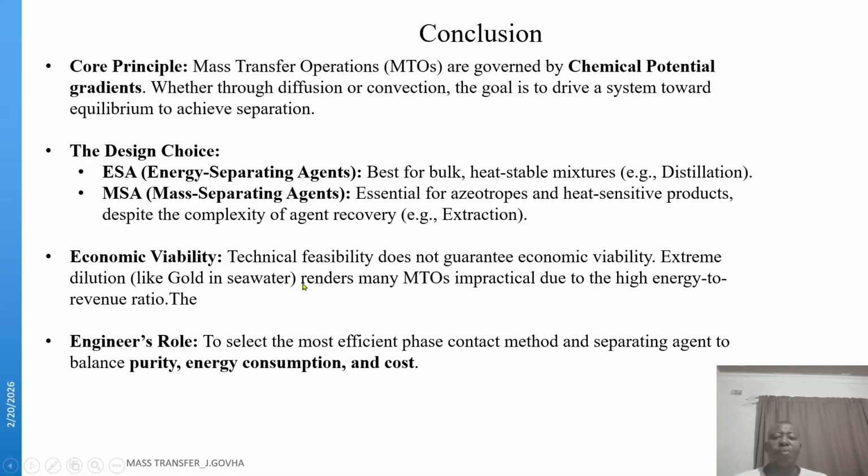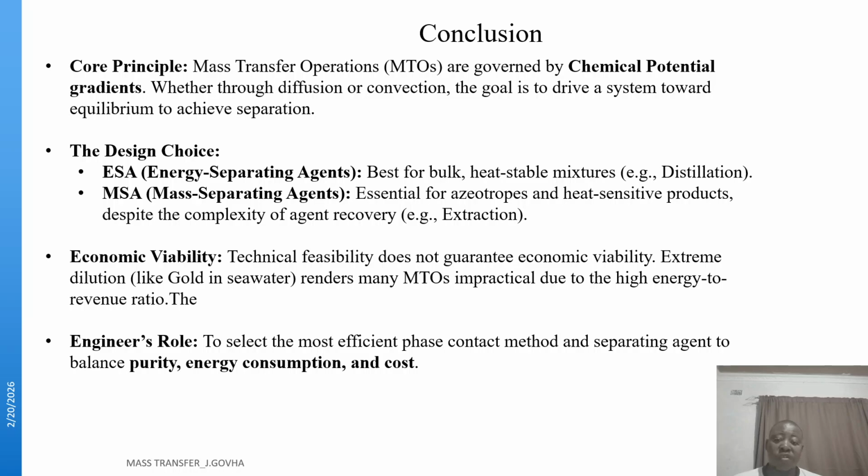Right. So, in conclusion, mass transfer operations are governed by chemical potential gradients, whether through diffusion or convection. The goal is to drive a system towards equilibrium to achieve separation.